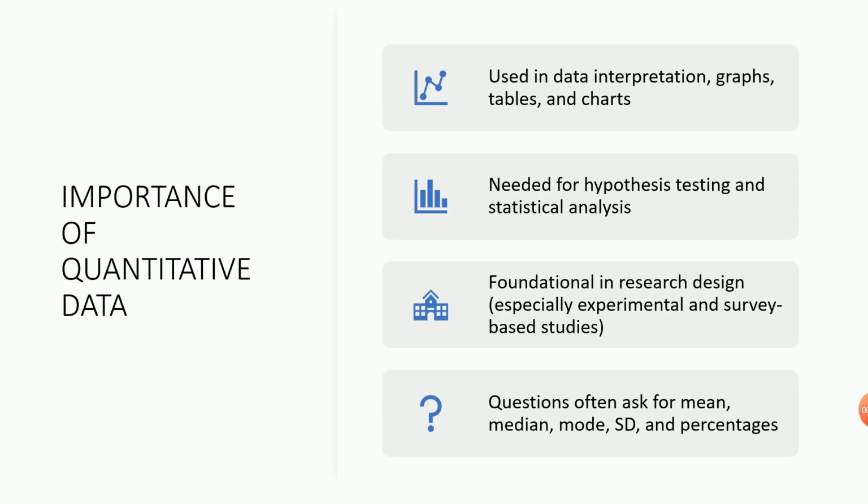Now, importance of quantitative data, why it is needed? So it is used in data interpretation, graphs, tables and charts. So mainly this applies for us scholars, needed for hypothesis testing and statistical analysis. Thirdly, foundational in research design, especially experimental and survey-based studies. Next, questions often ask for mean, median, mode, SD and percentages. So I can calculate everything based on the collected quantitative data. So these are the importance of quantitative data.